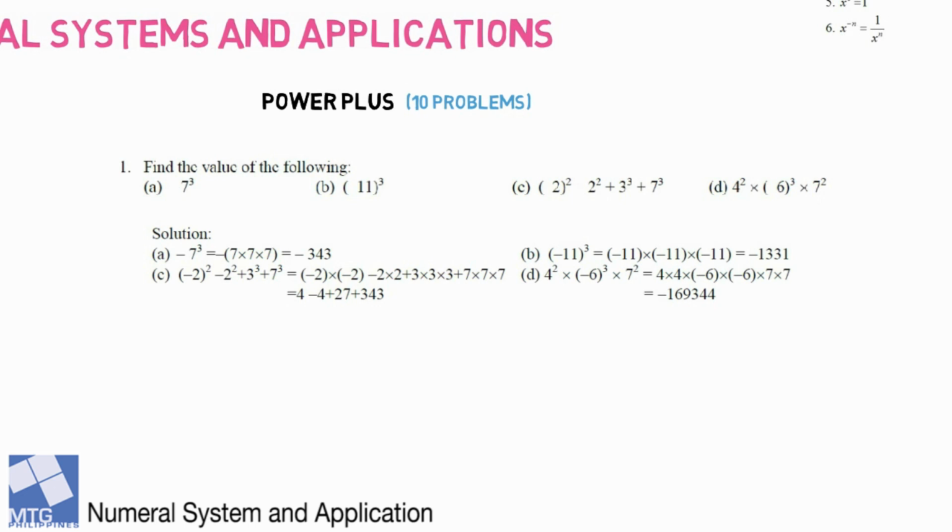For part C, we have the square of negative 2 minus 2 squared plus 3 cubed plus 7 raised to 3. When simplified, this is equal to negative 2 times negative 2 minus 2 times 2 plus 3 times 3 times 3 plus 7 times 7 times 7. If we simplify this, we will have 4 minus 4 plus 27 plus 343. And this will give us a total of 370. For part D, we have 4 squared times the cube of negative 6 times the square of 7. When simplified, we will have 4 times 4 times the quantity negative 6 times the quantity negative 6 times the quantity negative 6 times 7 times 7. If we simplify this one, we will have negative 169,344.